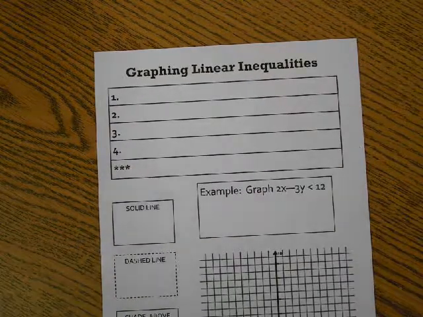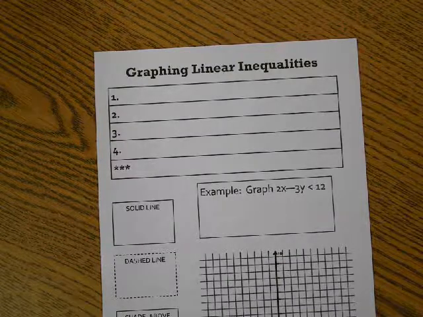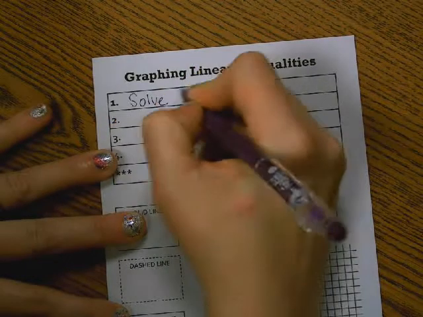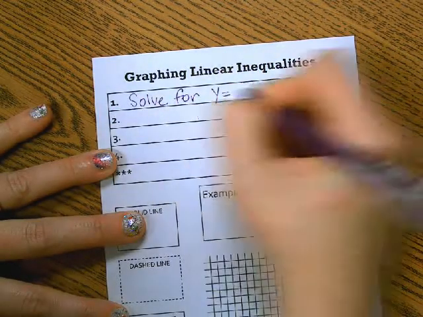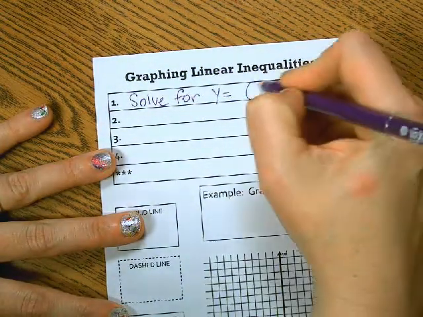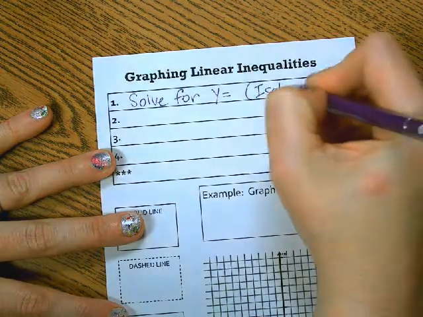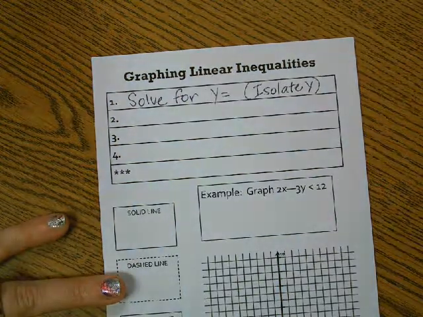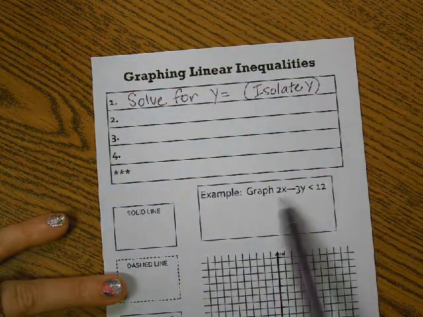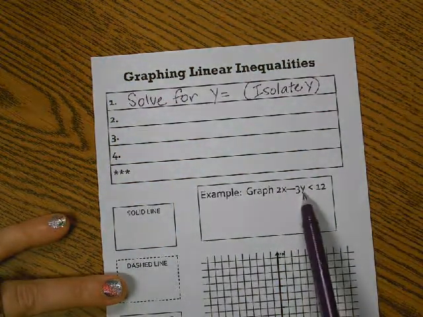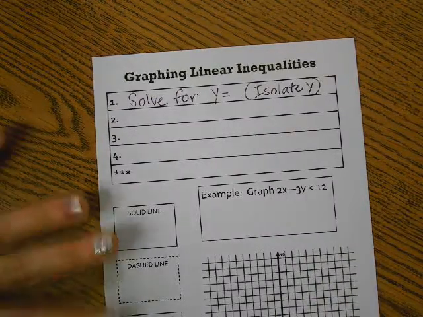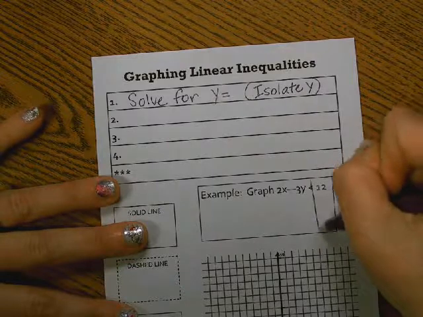So graphing linear inequalities is exactly like graphing equations. So the first thing that you have to do is you have to solve for y. So you solve for y equals, and if you look in your table of contents, it might say isolate y, meaning get it all alone. Okay, so if it doesn't say y equals, like this one does not say y equals, we need to make it say y all by itself on one side. So let's go ahead and do that.